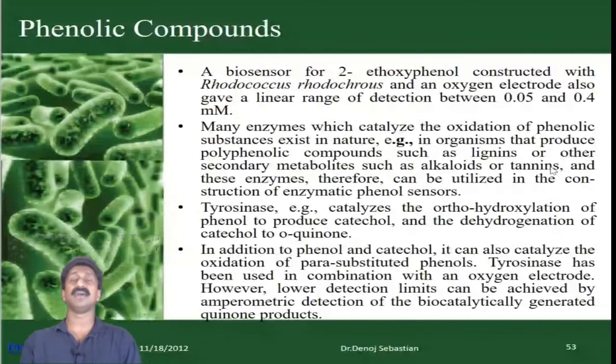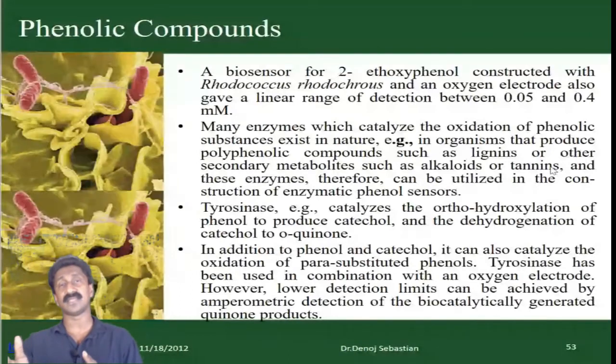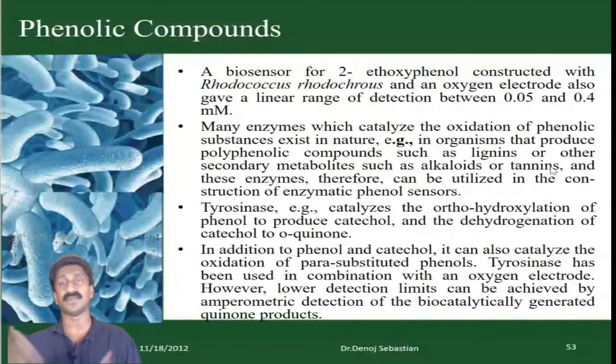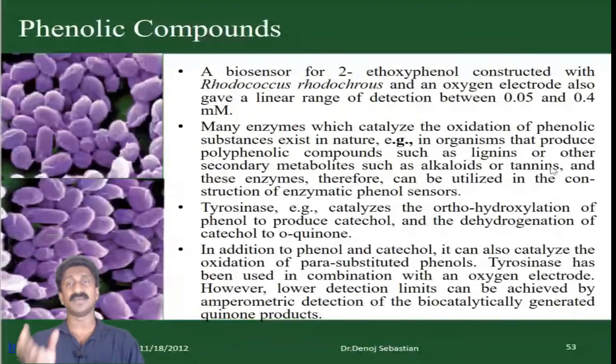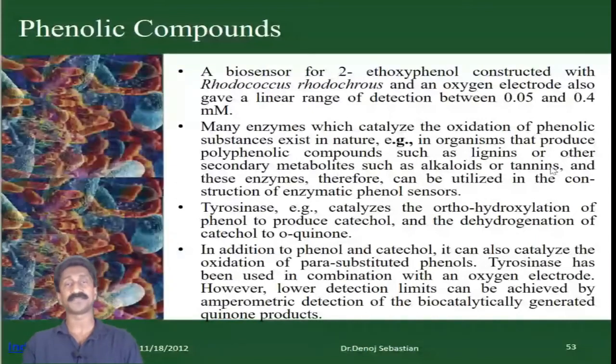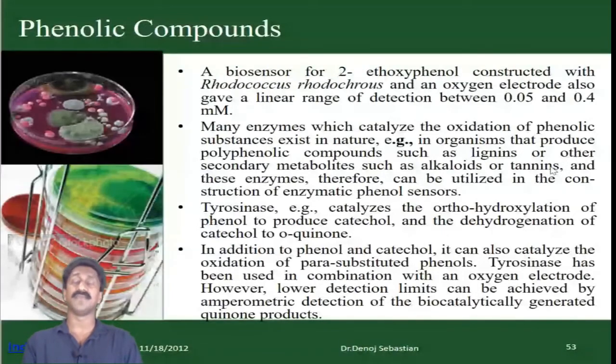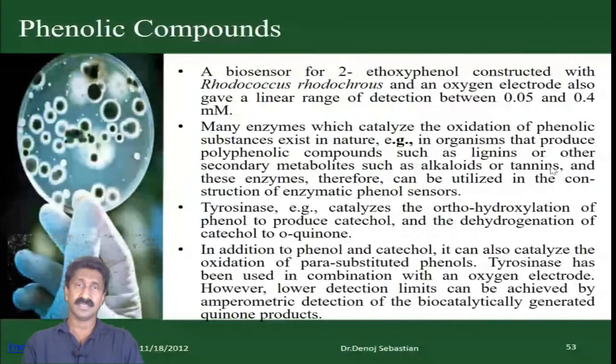And these naturally existing enzymes are usually used for the production of lignins, secondary metabolites and different alkaloids, where the phenolic compounds will be converted into other compounds. The enzymes which convert the phenolic compound into different alkaloids and secondary metabolites can be immobilized and used for developing phenol sensors.